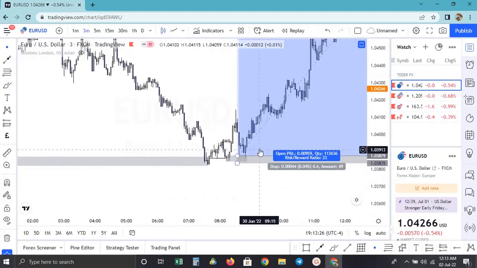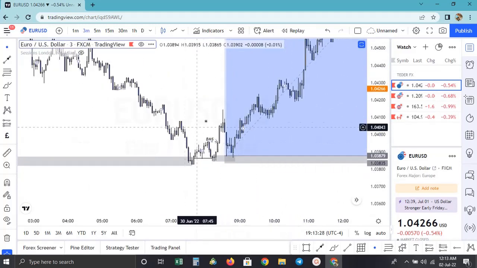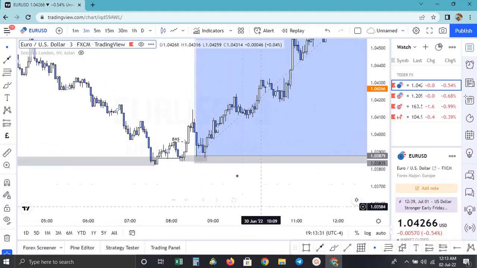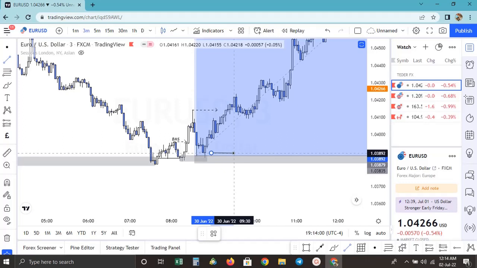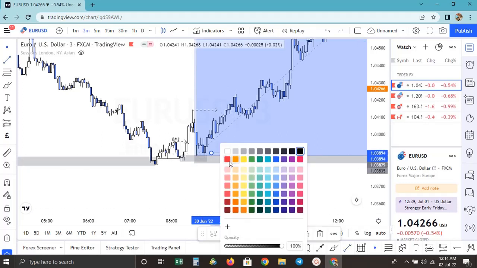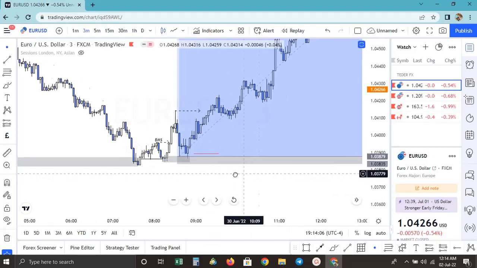So how did I manage the trade, family? Immediately they mitigate, I was waiting for price to break this high. Once I see the break of this high, I move my stop loss to break even. I'm risk free on the trade. That is how I trade, family. No cap. So it broke this high, and I moved my stop loss to break even. My stop loss was here. Let me put it in red. My stop loss was here.